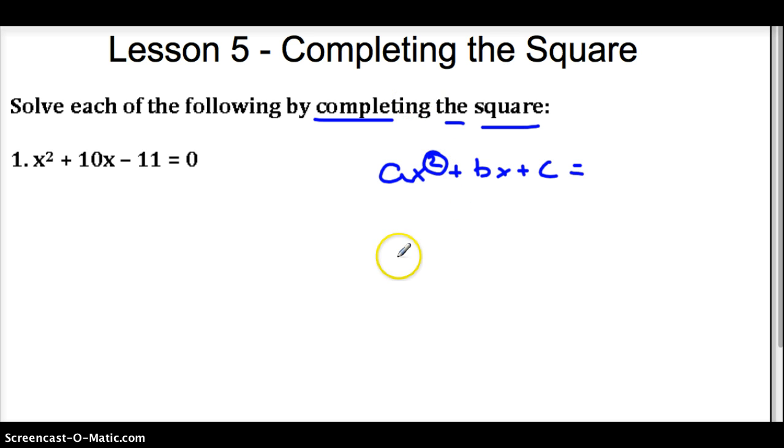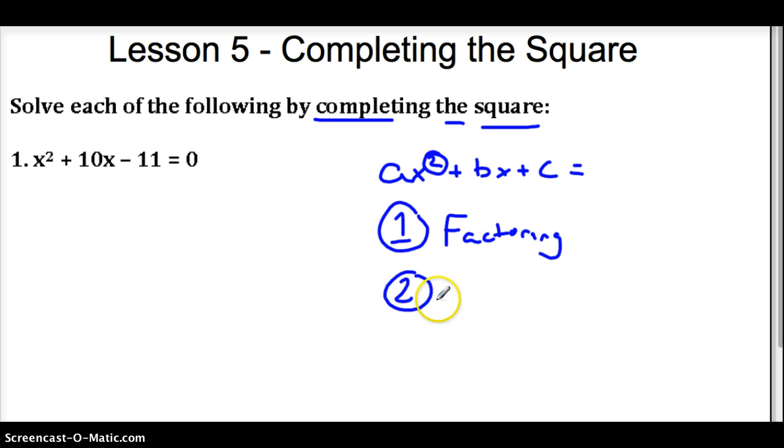Now, there's three different ways to solve a quadratic. The first one is factoring. We could solve it by factoring and setting to 0. Now, I know you guys are masters of that, so I didn't put it into this packet. The second way to solve a quadratic, if you can't factor it, is to complete the square. And that's what we're about to learn now.